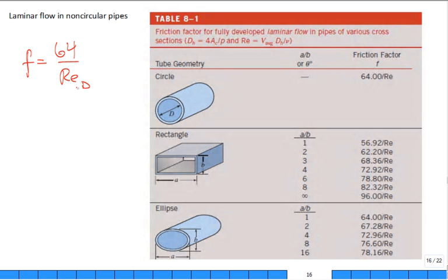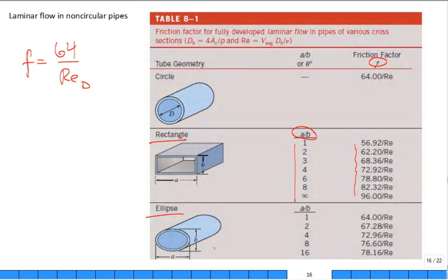What happens when I have fully developed flow in a rectangle or fully developed flow in an ellipse? Well, somebody probably doing their master's thesis or doctoral dissertation years ago said, I can solve that problem. And they did. And they reported it in the literature, and there you go. Somebody else has worked it out. So depending on the A to B ratio, that aspect ratio, here is the friction factor. It's some number divided by the Reynolds number, depending on that ratio.